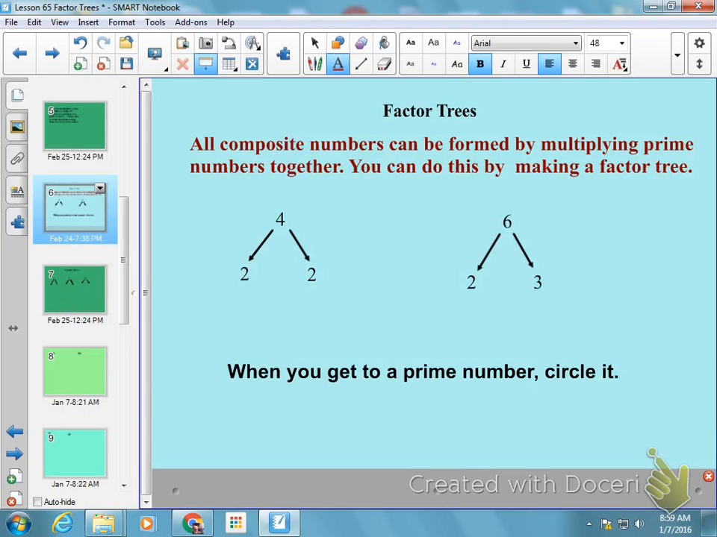A factor tree with 4 would be 4. What two numbers can I multiply to get 4? And notice we do not use 1 for these. And when you get to a prime number, you circle it. Now 1 is not prime because 1 is just itself, so it does not work for prime. So 2 times 2. So I'm going to circle them, as 2 is prime.